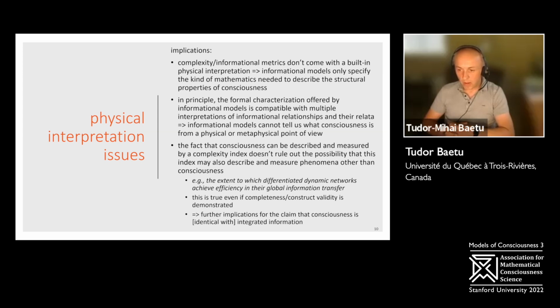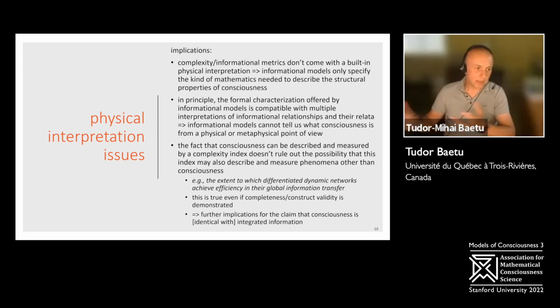And it has been argued that measures such as phi could also measure the extent to which differentiated dynamic networks achieve efficiency in their global information or energy transfer. Okay. So this is true even if completeness or construct validity is demonstrated, even if it's demonstrated that phi actually does offer a complete description of the phenomenon of consciousness. It doesn't entail that this description is unique to consciousness.